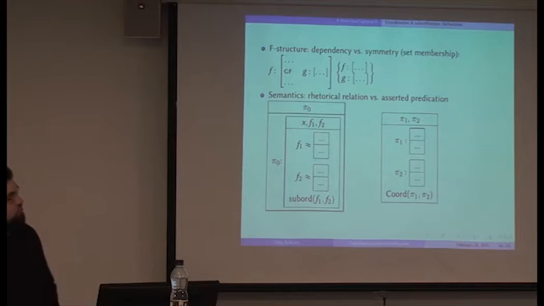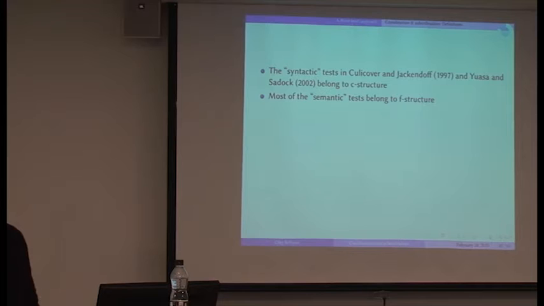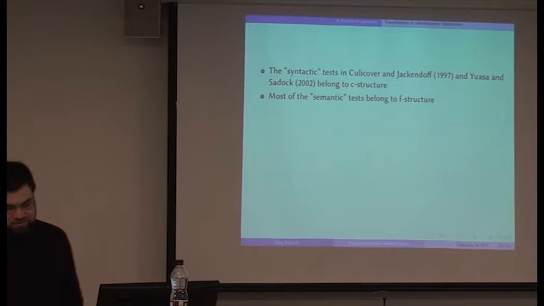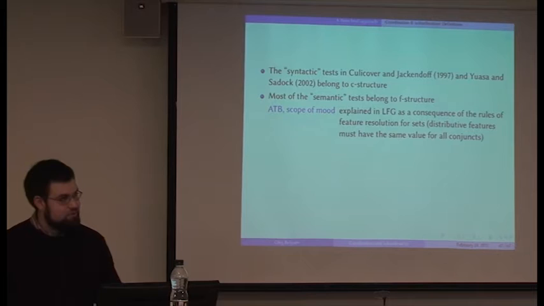And the syntactic tests in Culicover and Jackendoff and Yuasa and Sadock belong to C structure. And most of the semantic tests belong to F structure. So in LFG terms, what they call semantics is not semantics, it's F structure. It is the relational level of syntax, which explains why we have a causal construction with such coordinating properties, which they would call semantic. And this is not a pure stipulation, but is in fact quite uncontroversial in the LFG literature.